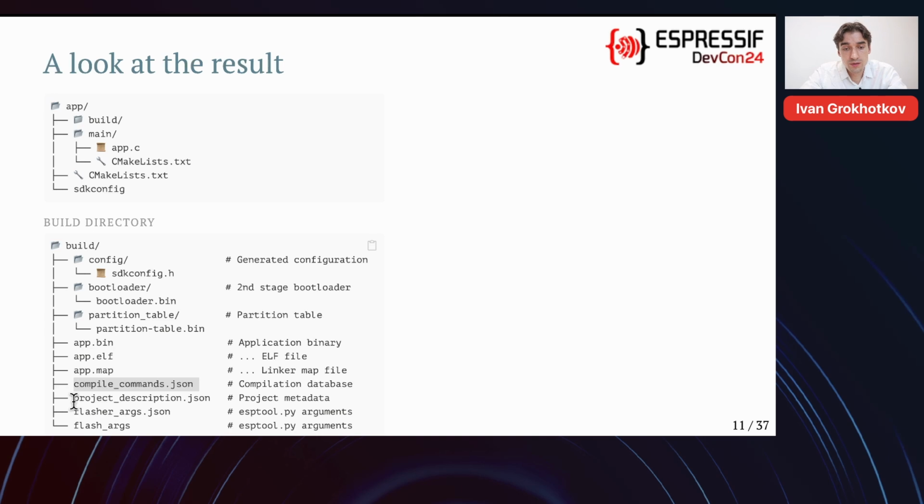Project description JSON contains project metadata. It's an ESP-IDF specific file, and it's a way for the build system to communicate information about the project to various command line tools and to IDEs. And finally, the two flasher-related files contain all the information needed to flash the project and are used by tools such as idf.py flash.